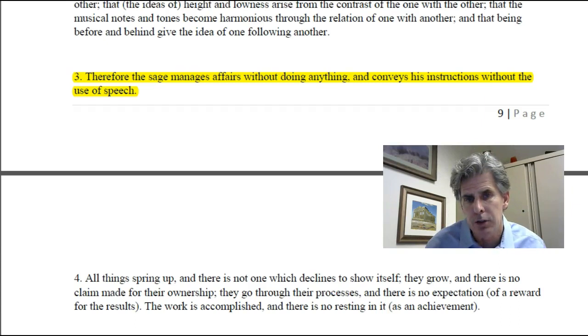Therefore, the sage, this is going to be somebody with real wisdom, manages affairs. Remember what I talked about with political science. These are the people who are in power and how they exercise it. Manages affairs. He's got some kind of power without doing anything. What the heck? He's going to control things by not controlling them, and conveys his instructions without the use of speech. So he's going to, and I want you to understand this, he's going to embody them. Okay? And he's going to lead by embodying, not by controlling, but by embodying them.